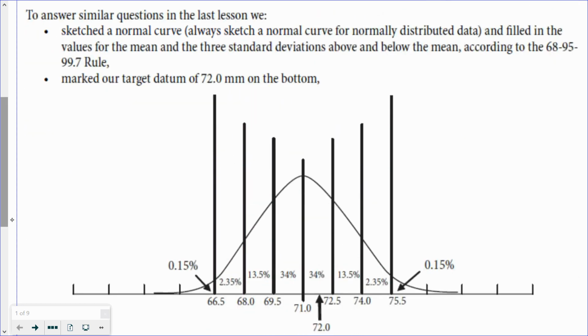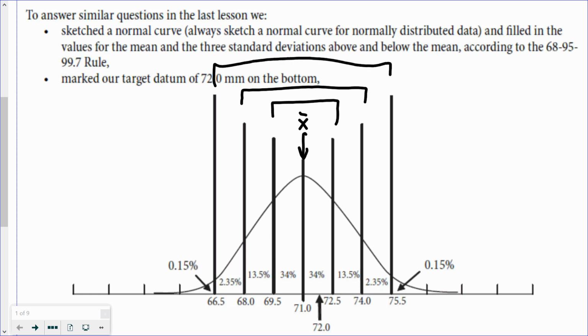So again, your normal curve has the mean in the middle. And then we had those specific rules. So 68% of the data will fall within one standard deviation above or below. 95% of the data will fall within 2 standard deviations, and 99.7 will fall within 3 standard deviations, with those little tails adding up to that 0.3 beyond 3 standard deviations above or below the mean.